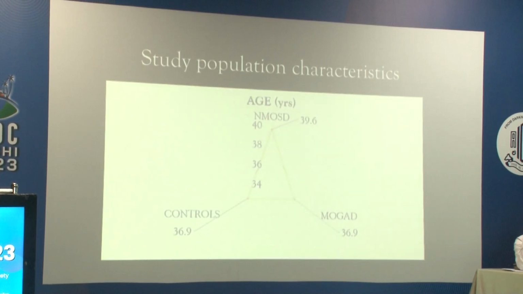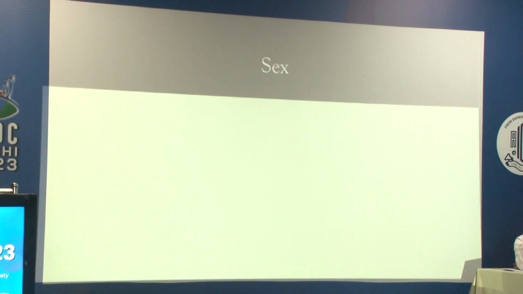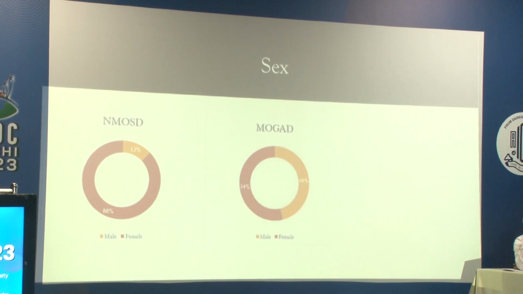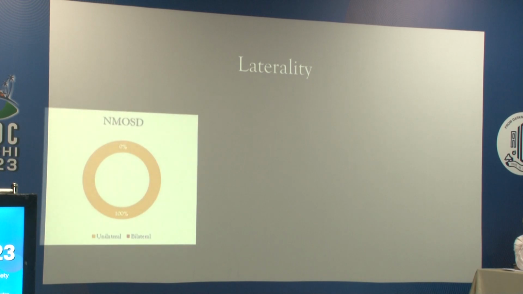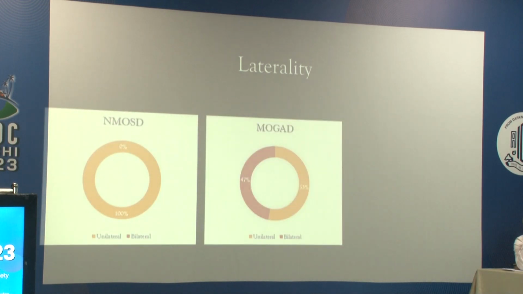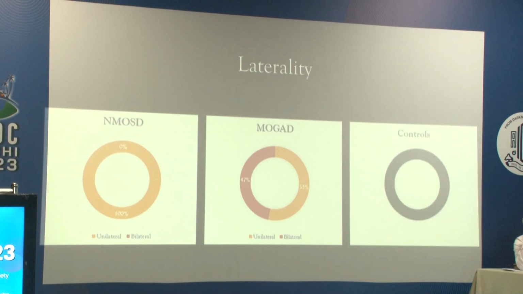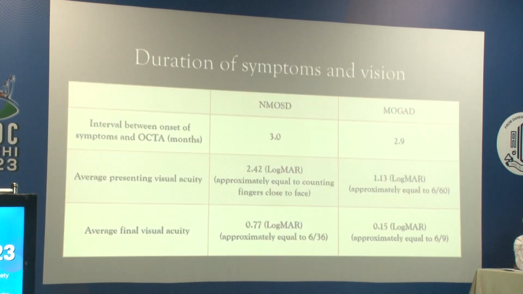Our patients were around 37 to 40 years old in all the 3 groups. Most of the NMOSD patients were female. MOGAD had an equal distribution in terms of gender, and 70% of the controls were female. All of our NMOSD cases were unilateral. MOGAD had an equal distribution in terms of laterality, and this did not apply to the controls. There was an average 3 months duration between the onset of symptoms and the OCTA images acquired in these patients. And NMOSD obviously had a poorer visual acuity at presentation and a poorer visual recovery as well.